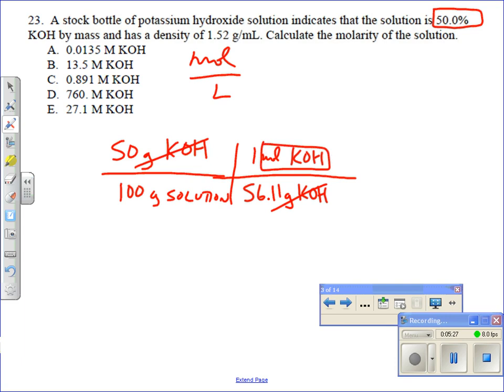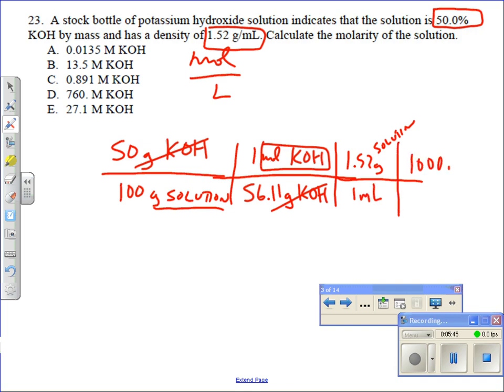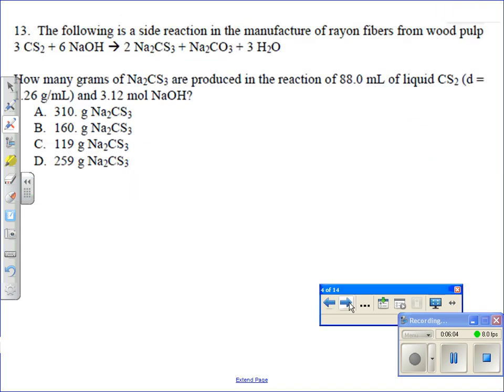The last step is I have to get liters of solution on the bottom. Remember, density is a conversion factor I can use to convert grams of solution to volume. So I take 1.52 grams of solution, and then that is equal to 1 milliliter of solution, and then finally 1,000 milliliters is equal to a liter. Do the calculations. If you cancel the milliliters, you're left with multiplying across, and you get the answer for 23. So that's a setup. You're expected to be able to do that.